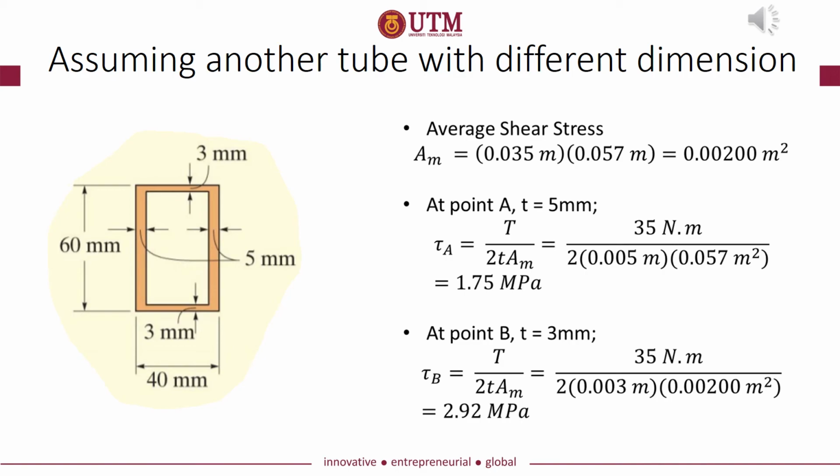1.75 megapascal. For point B, t equals 3 millimeters, tau B equals T over 2 t Am, equals 35 Newton meter over 2 times 0.003 meter times 0.00200 meter squared. And then we get the answer, 2.292 megapascal.